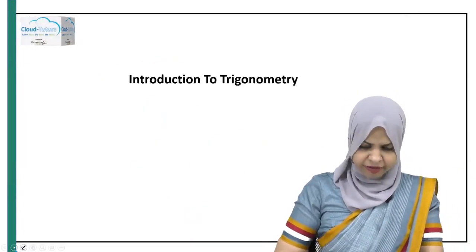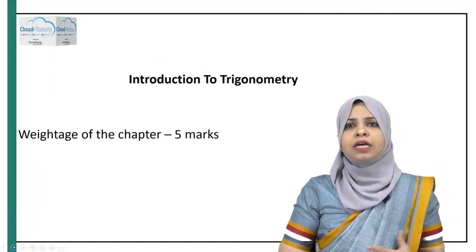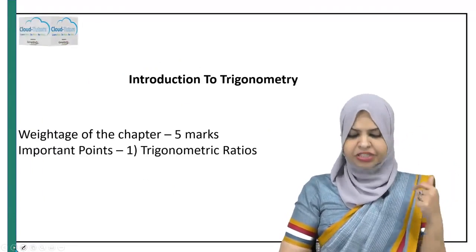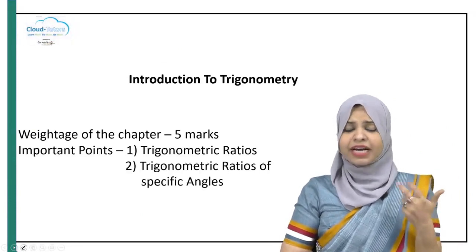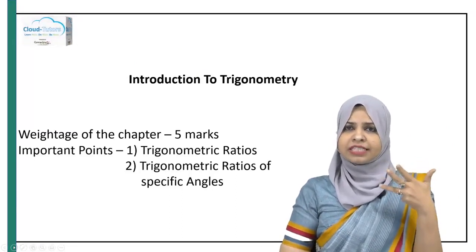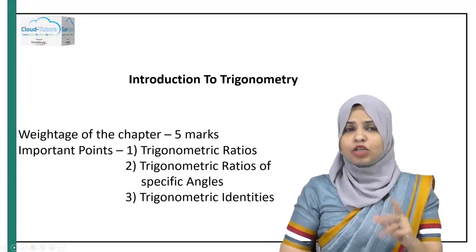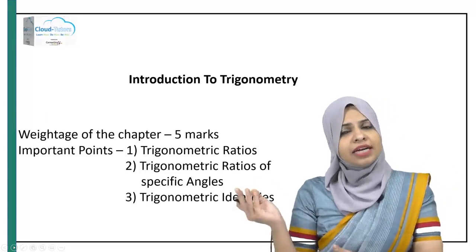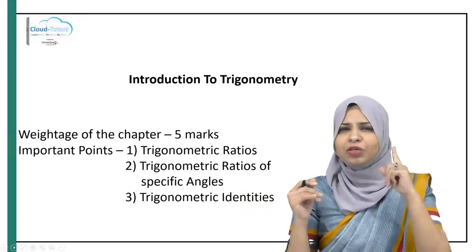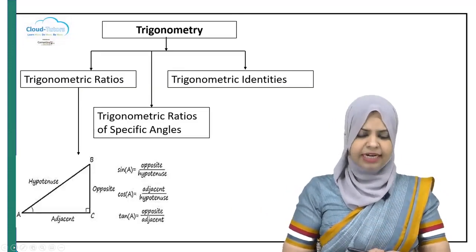So in trigonometry, we had seen the weightage given to this chapter was 5 marks, of which the concepts that carry more weightage, or that you should pay more attention to, are trigonometric ratios of specific angles. When I say specific angles, I mean 0, 30, 45, 60 and 90 degrees. And then trigonometric identities. So what are these ratios? What are the ratios of specific angles and what are these identities? We have already learned in our last class, but we will do a quick recap and then get started with solving questions. So let's get started with ratios.